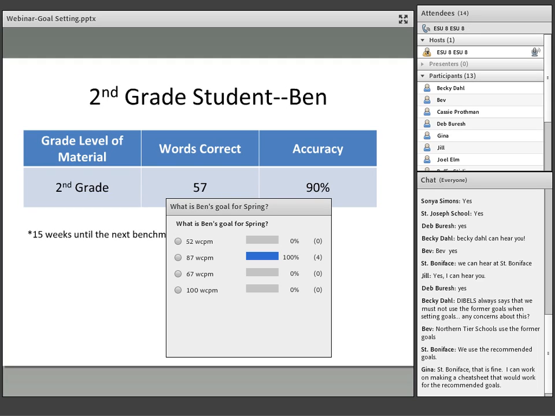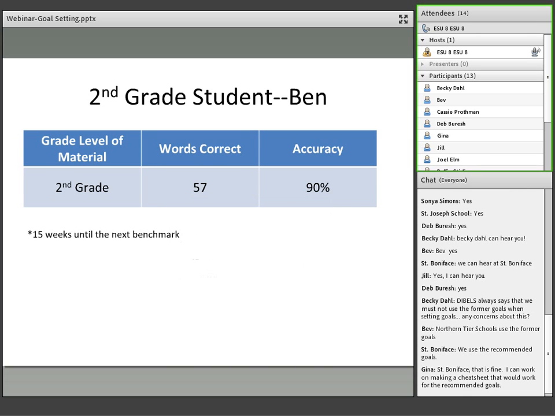Okay, 100% so far. People are still answering. Right, so it's going to be 87 words correct in a minute is going to be the goal. So let's look at what that would look like.